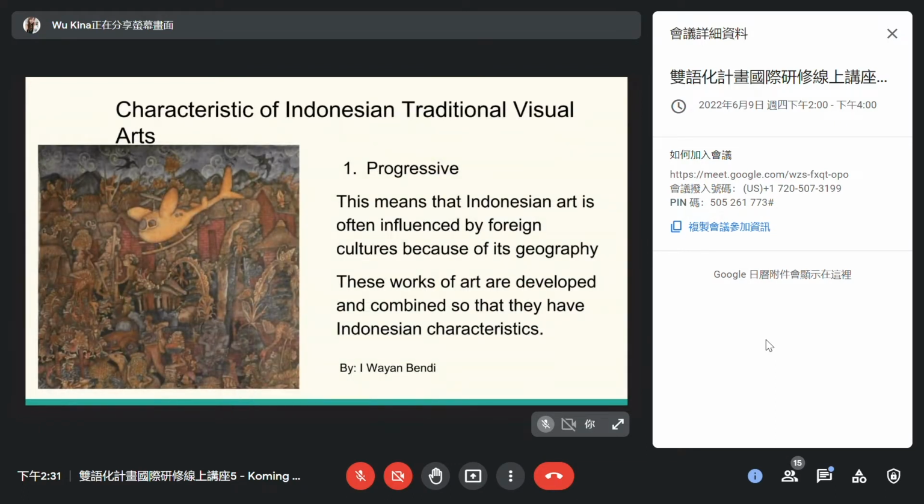Okay, let me explain a little bit about the characteristics of Indonesian traditional visual art. We have, it says, progressive. What it means is that Indonesian art is often influenced by foreign cultures because of its geography, where Indonesia is in the archipelago, right? And these works of art are developed and combined so that they still have this characteristic of Balinese, and then the artists include some other elements. For example, this painting you see is a very famous painting by Mr. Iwayan Bendi.